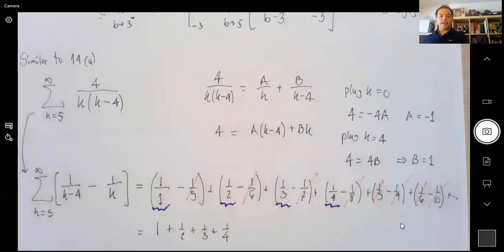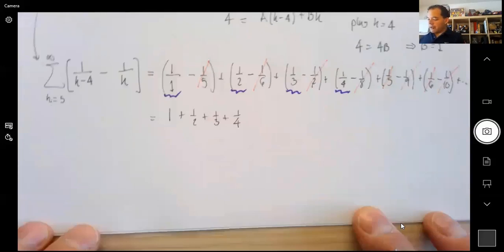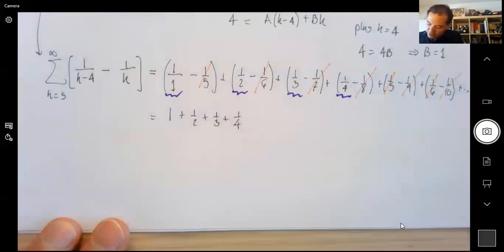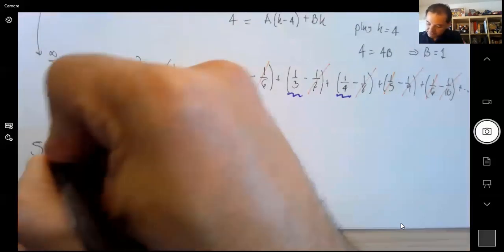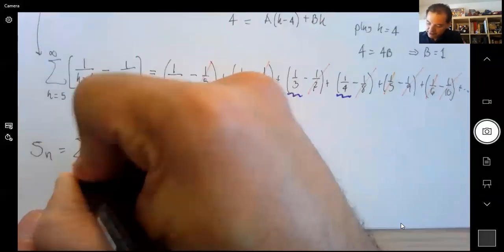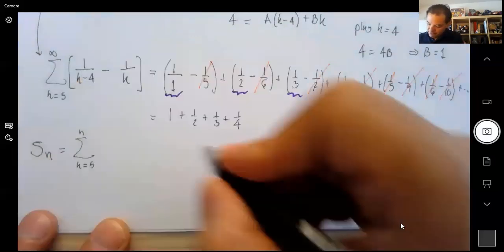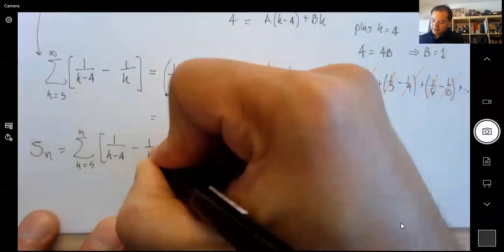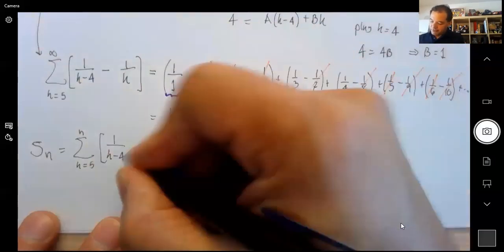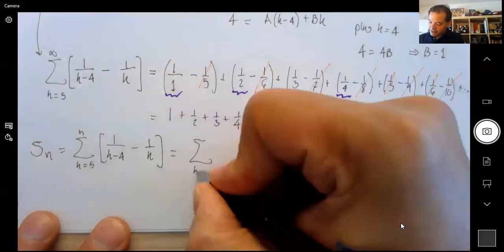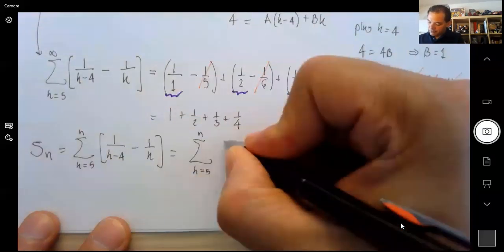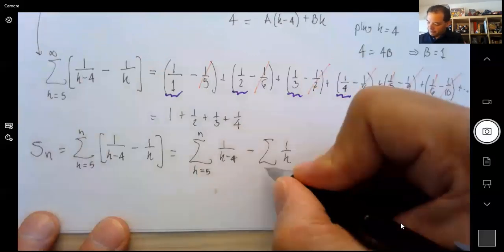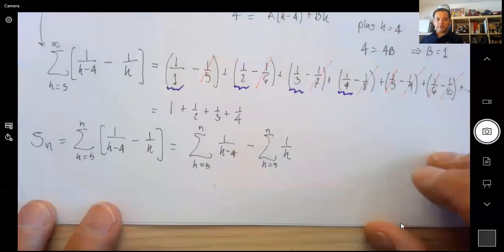I'll explain it a different way. So if you don't want to do it this way because maybe it's unclear to you, here's a different way. You can look at the partial sum from 5 to n of these. And if you separate, the partial sum is the sum from 5 to n of 1 over k minus 4 minus the partial sum of 1 over k from 5 to n. And I hope you can appreciate it better, right?